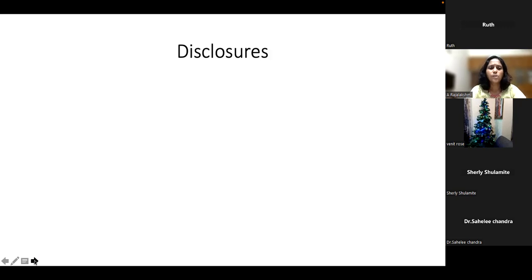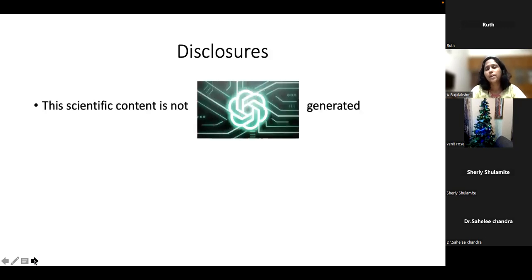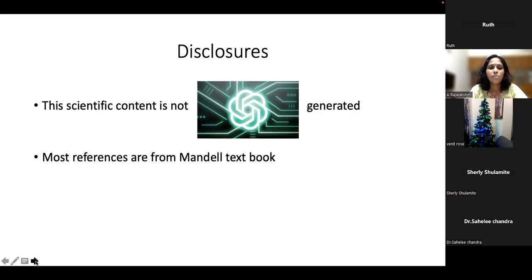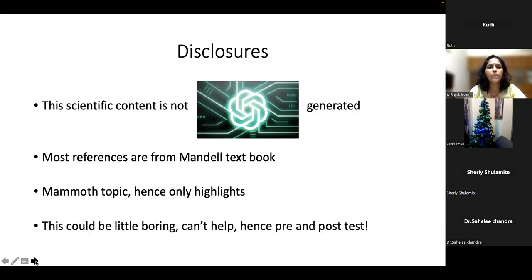My disclosures for today: this scientific content is not AI generated. That is what, in this day and age, I think we should all disclose. Most of the references are from the Manual of Infectious Diseases textbook, so if you want any reference, please go through the initial chapters on basics of antibiotics. It's a mammoth topic, hence I will only highlight some aspects and will not be touching on certain things. So this could be a little boring topic.